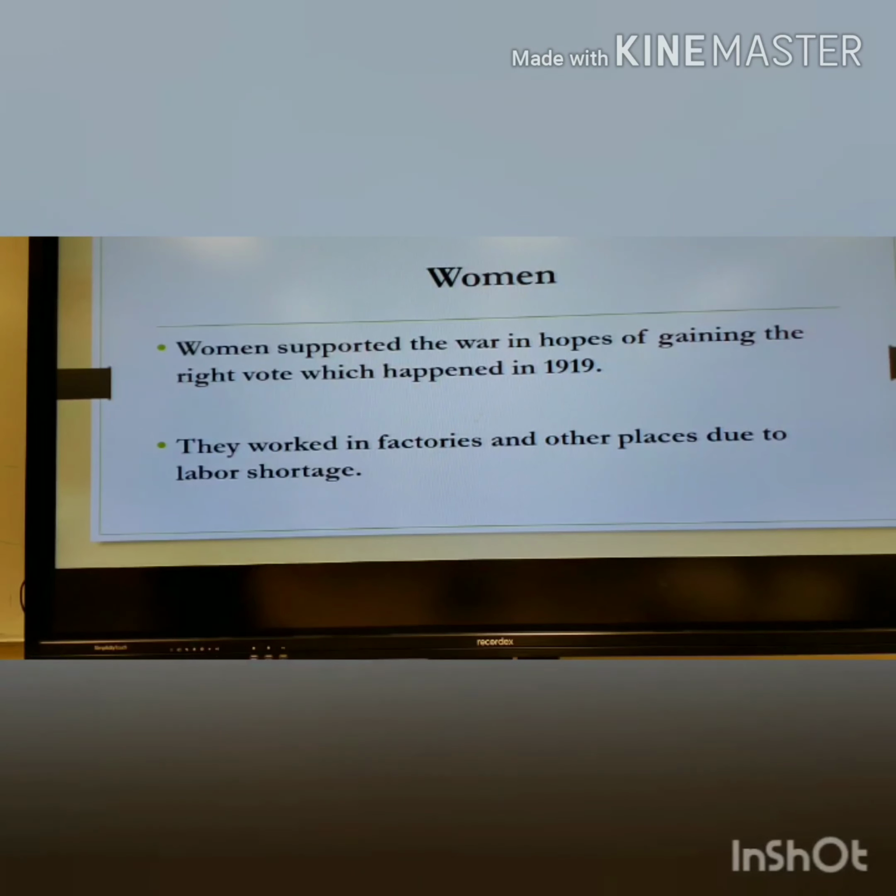But in addition to gaining the right to vote, women were now working. And I'm not talking about working in the home. They were working outside of their homes, and they were focusing on working in factories and other places that were experiencing a labor shortage due to the fact that all the men were fighting in Europe. So this is when you start to see the working women. This is when you start to see women wear the pants because the guys are gone.